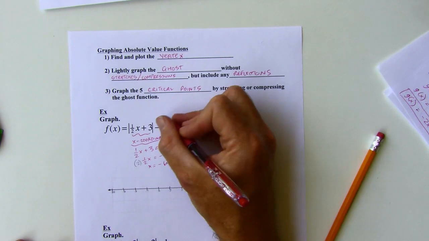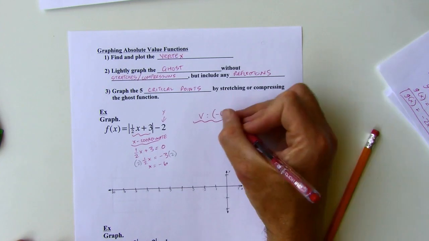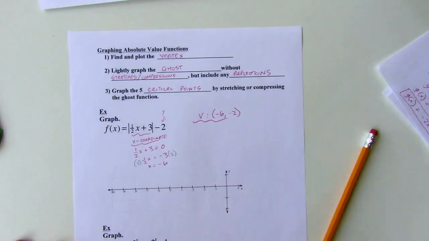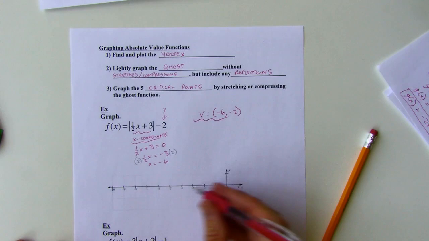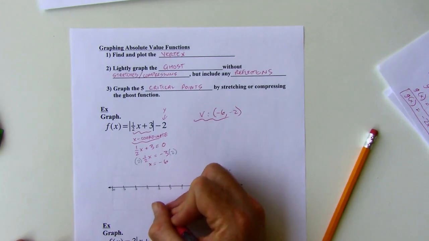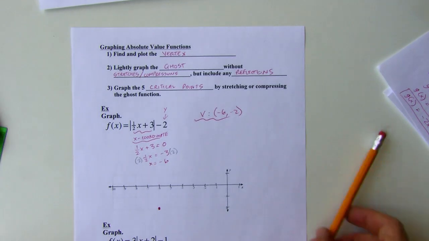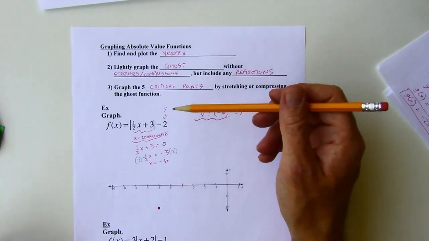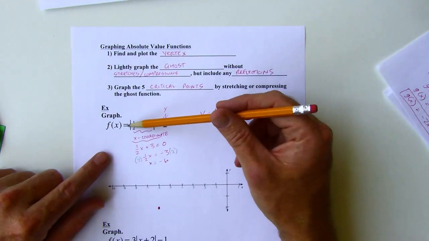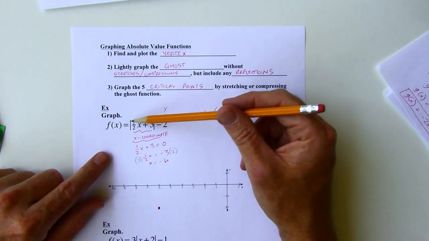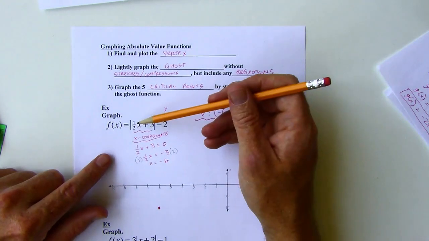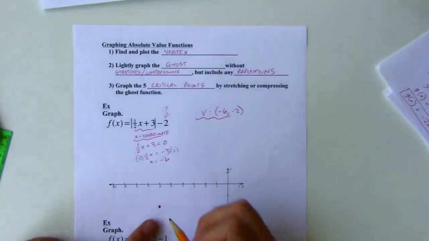The y coordinate is just this, right? So let's plot that, get that on the graph. -6, -2 goes right there. There's my vertex, and that's going to stay anchored. Now I'm going to plot my ghost. So I'm thinking, are there any reflections? Do I have a negative in either of those slots? I don't. So this is going to open upwards. There is no reflection here, so I can get straight to drawing my ghost.